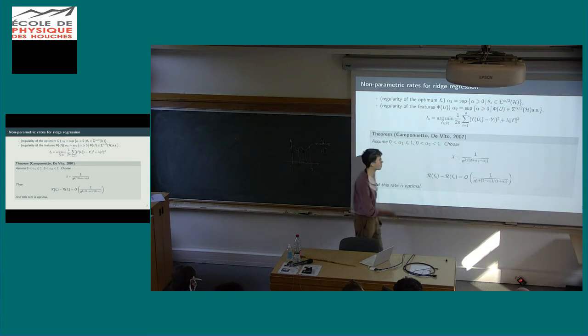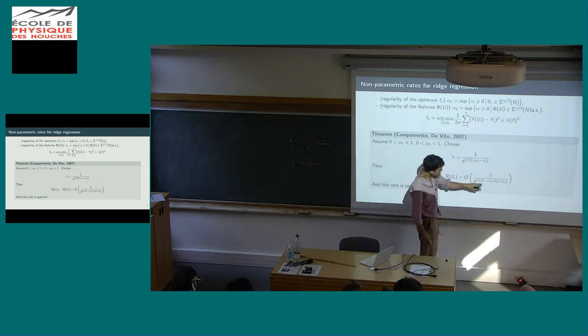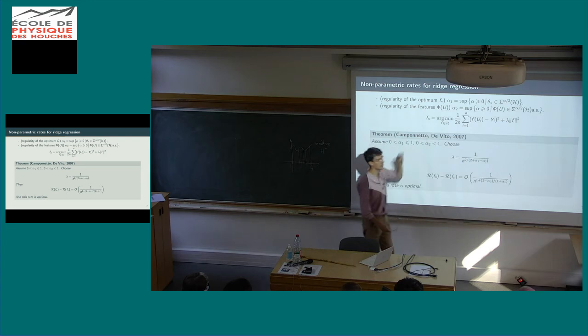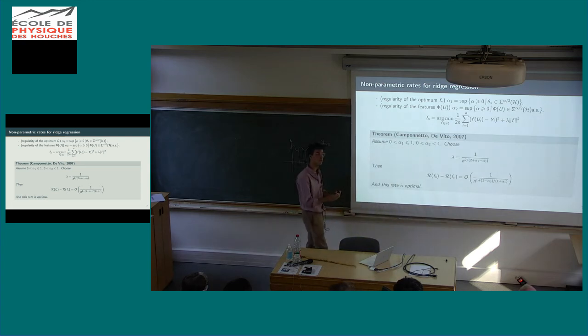There's not much to see in the exponent, except that here the approximation rate is increasing in alpha 1 and alpha 2. It's a safety check. The more regular things are, the faster you go. And they also proved that this rate was optimal.